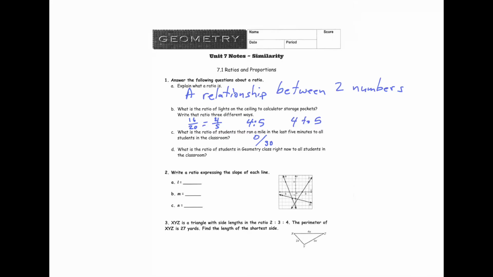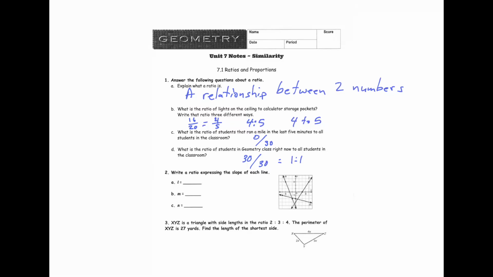So it's okay to have a ratio that's 0. And what's the ratio of students in geometry class right now to all the students in the classroom? Well, if you're on Zoom and if you're in the classroom, then this is going to be 30 out of 30. So it's once again okay to have a ratio that is equal to 1 as well. And in fact, we would say that this is a 1-to-1 ratio.